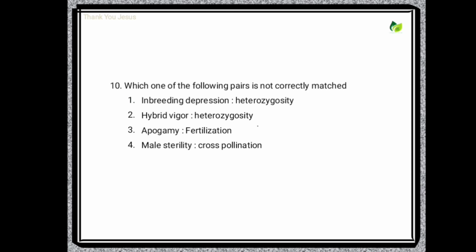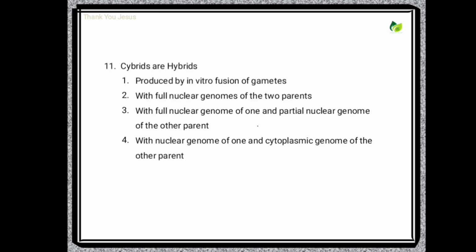Which one of the following pairs is not correctly matched? Inbreeding depression, heterozygosity; hybrid vigor, heterozygosity; apogamy, fertilization; male sterility, cross pollination. So you have to identify the not correctly matched pair. Okay, so apogamy does not involve fertilization, so the answer is apogamy, fertilization. So let's see the next question.